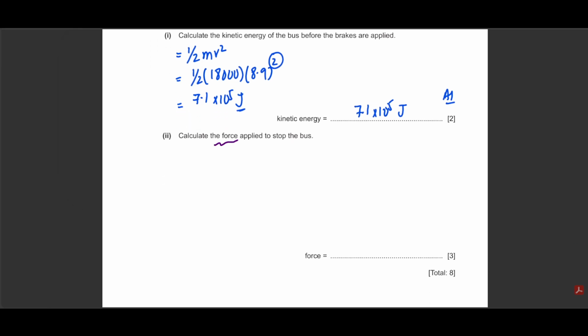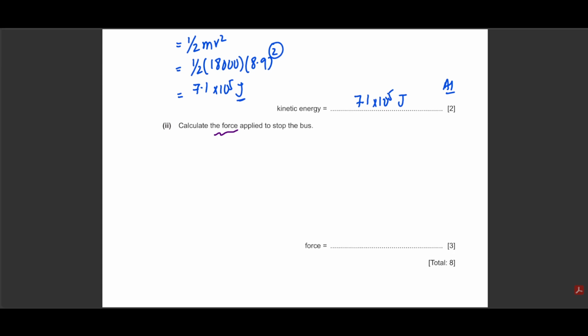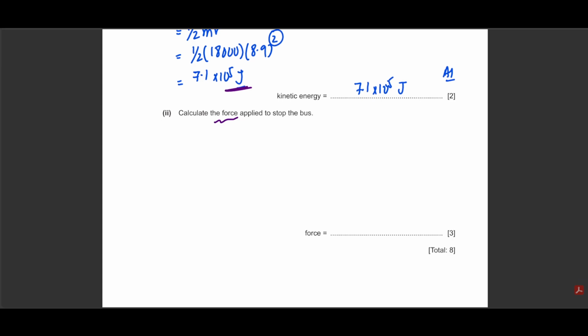Calculate the force required to stop the bus. The question originates from the idea that this is the amount of energy the bus already possesses. So if you want to stop the bus from moving, you need to remove this energy from the bus. The best way to do that would be to apply brakes. If you apply the brakes, you're slowing it down, so you're removing the kinetic energy until it has 0 joules of energy.